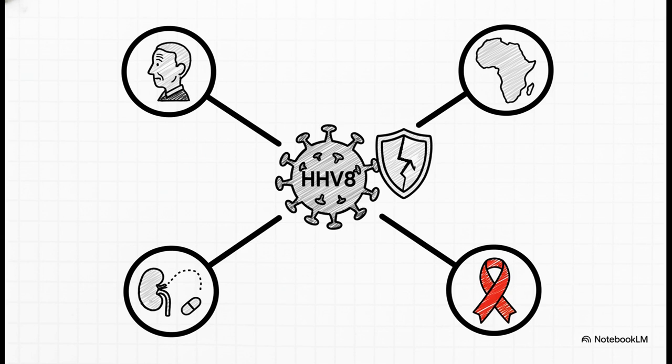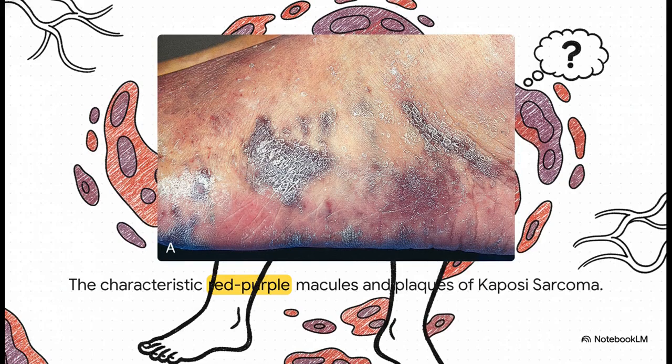compromised immune system. Whether it's from old age, transplant drugs, or most famously AIDS, a weak immune system lets this virus run wild. And this is what it looks like. This picture shows the classic signs of Kaposi sarcoma perfectly. You see these reddish, purple patches, plaques, and nodules on the skin. So if you're in the clinic and you see this on a patient, especially on their legs, your first thought must be Kaposi sarcoma. And what's your second thought? To check their immune status.